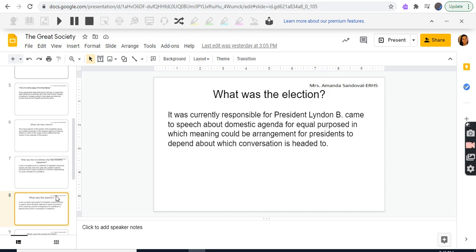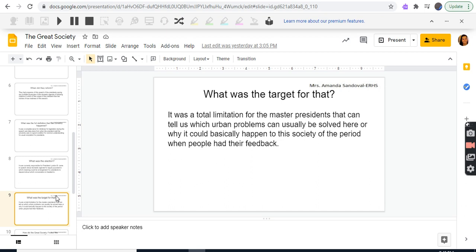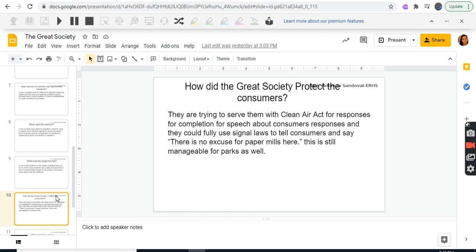Currently responsible for President Lyndon B. Johnson, who came out with a speech about a domestic agenda for equal purpose, an arrangement for presidents to depend on about which conversation is headed to. Was a full target for that. It was a total limitation for presidents, telling us which human problems can usually be solved, or why it could happen to this society in this period when people have their feedback.